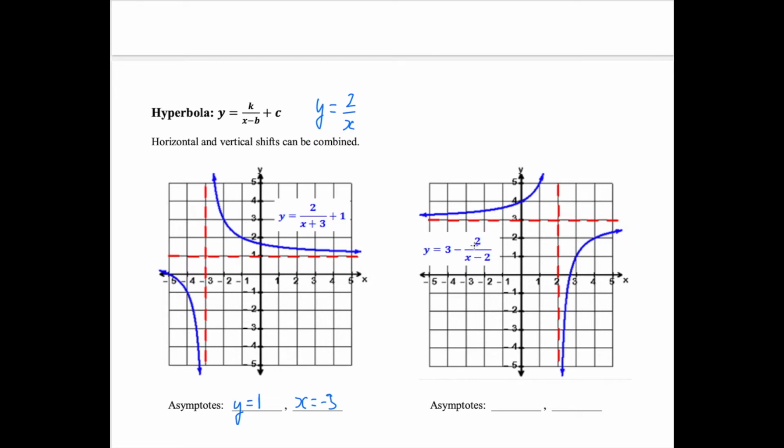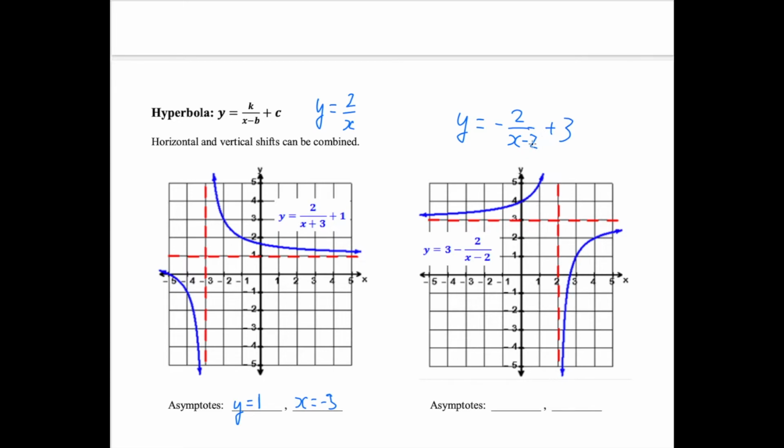Now for this one, this one's a little bit more confusing, mainly because the number is in the front, but you don't really need to be afraid. This is the same as this. When you have y is equal to 3 minus 2 on x minus 2, this is the same as writing it as minus 2 on x minus 2 plus 3.